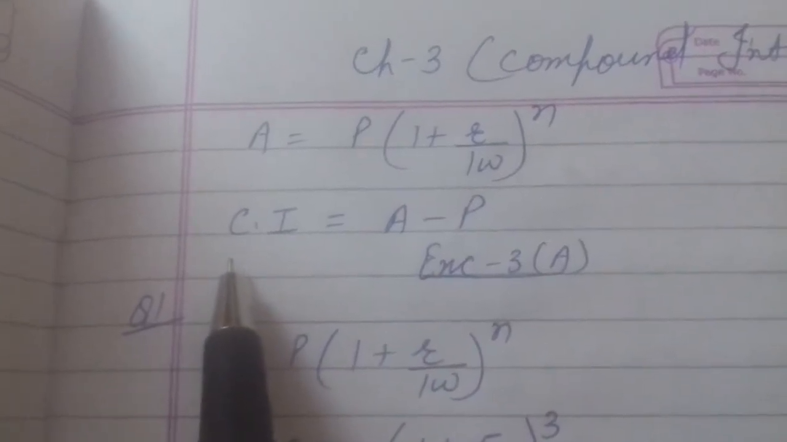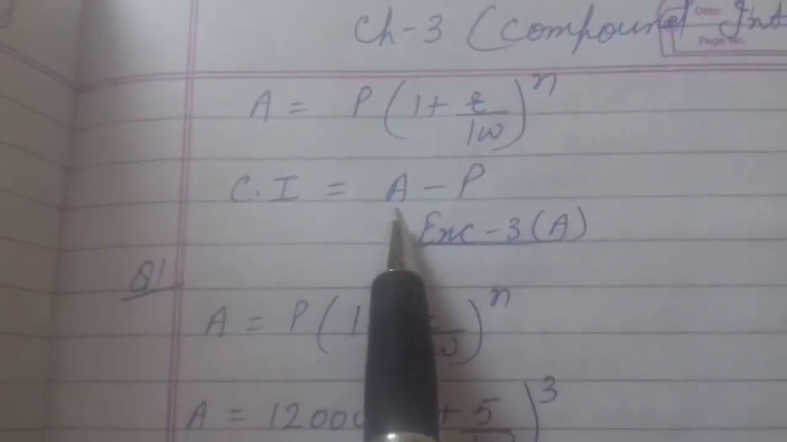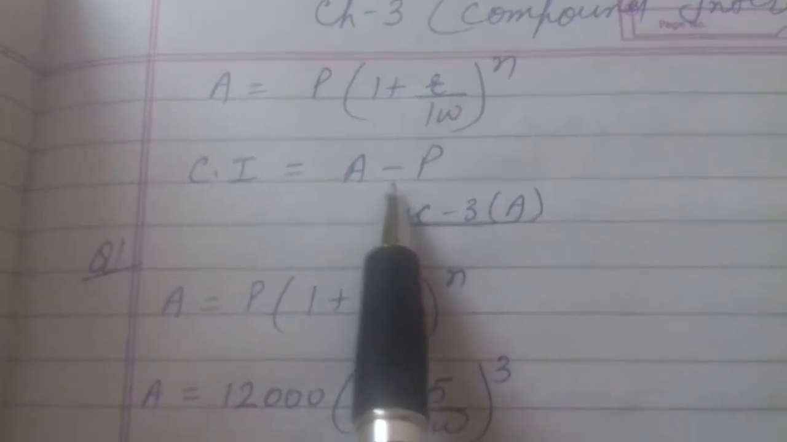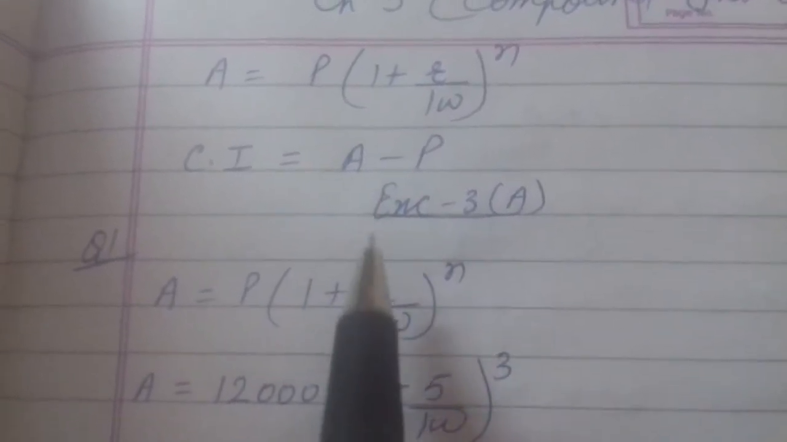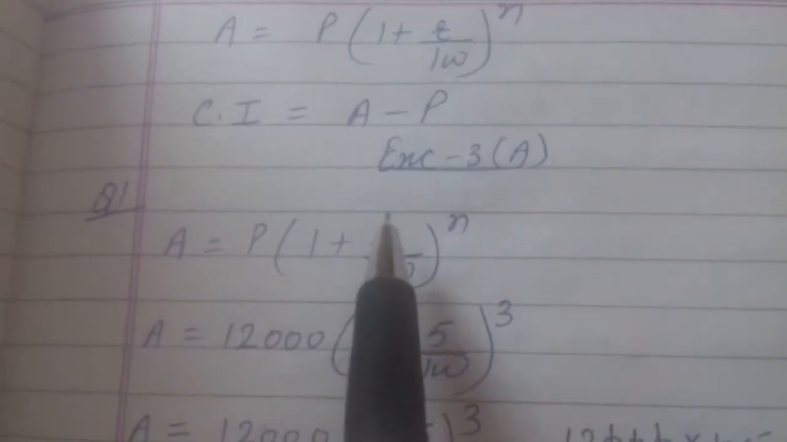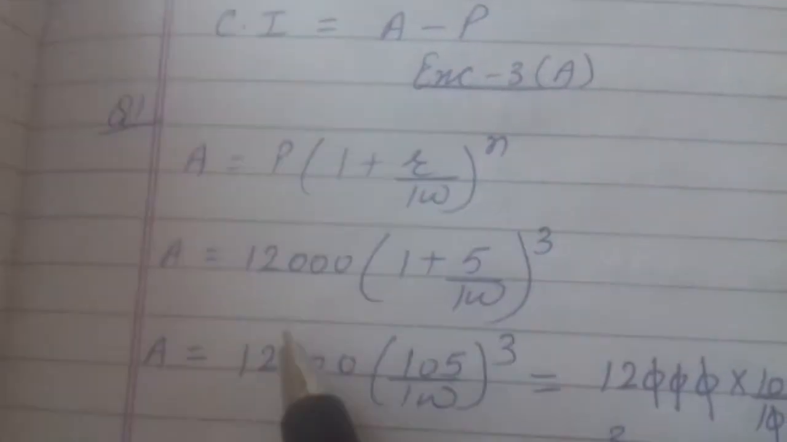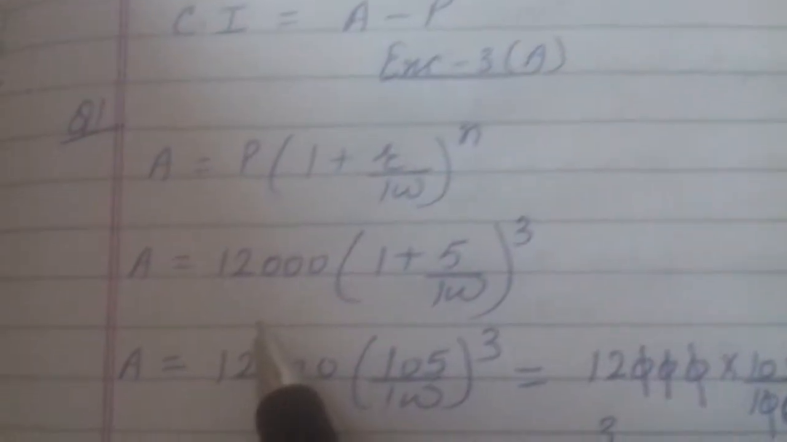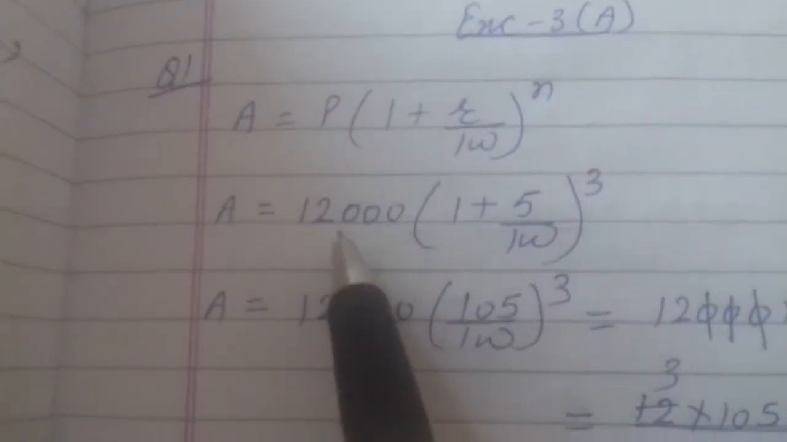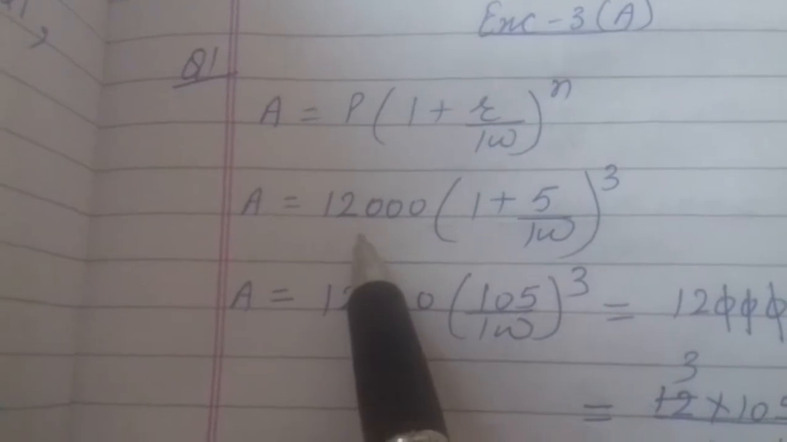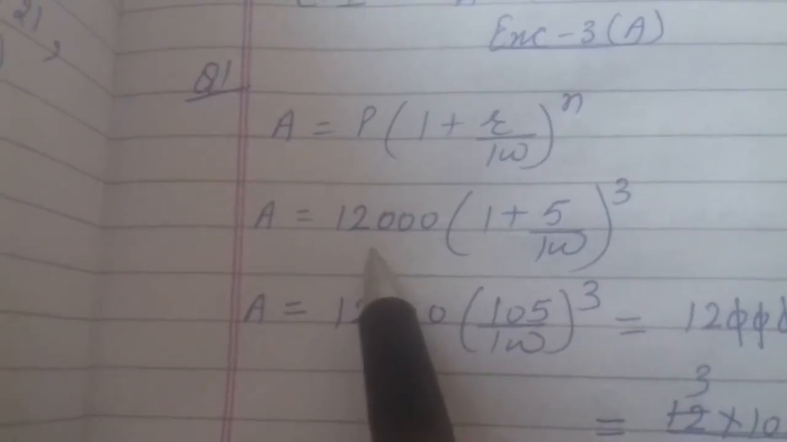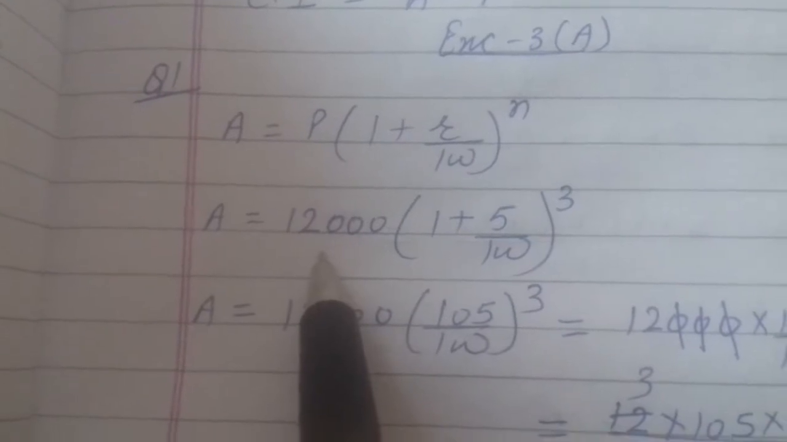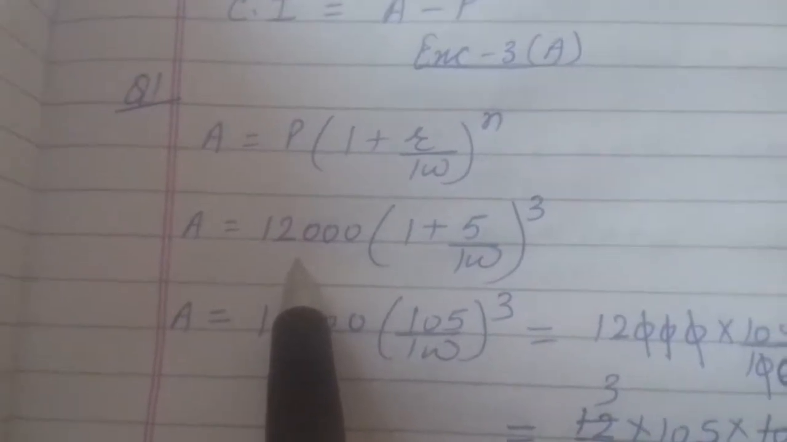And compound interest, you know how to find out: amount minus principal. So let us apply these formulas in the given questions. Exercise 3A, students. First statement is find the amount and compound interest on rupees 12,000. Principal is given 12,000 in 3 years at 5%, interest being compounded annually. Again, interest is compounded annually.